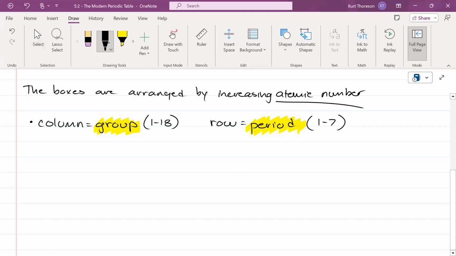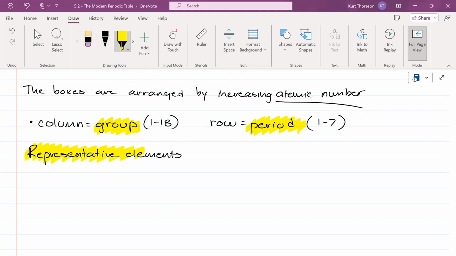Okay, next. And you guys had your vocab quiz just yesterday, so you might remember what you put for some of these. Representative elements. These are groups. When I say groups, is that a row or a column? It's a column. These are groups 1 through 2, 13 through 18. So let's see if you guys know some stuff from last unit. What blocks are those? S and P. S block and the P block.